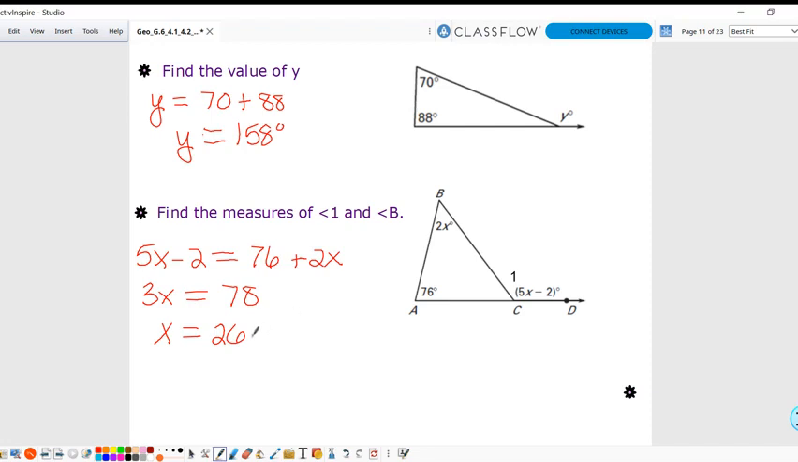And we have to go ahead and substitute that into our expression for angle 1. So 5 times 26 minus 2 will give us the measure of angle 1, and that'll equal 128 degrees. We also have to substitute in our value of x for the measure of angle B. 2 times 26 will be 52 degrees.